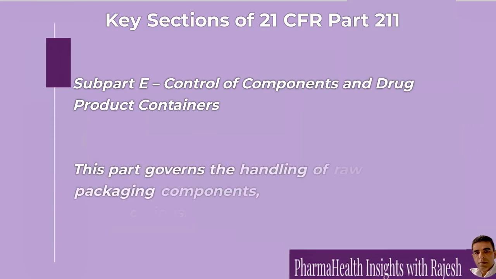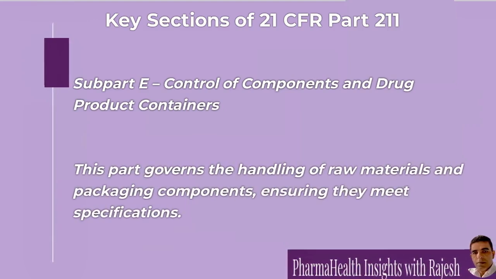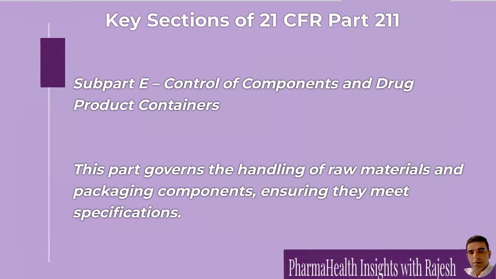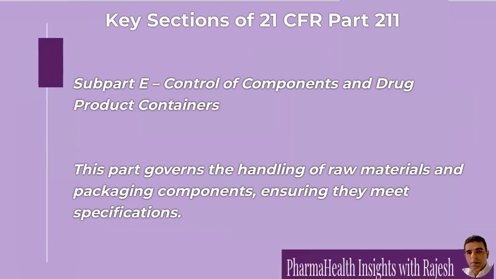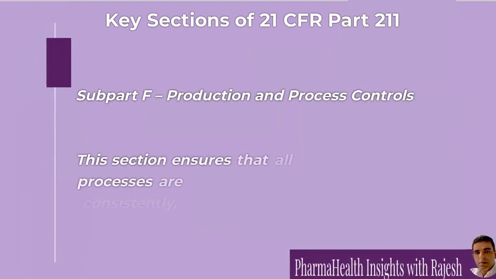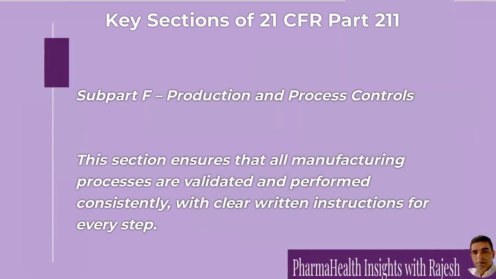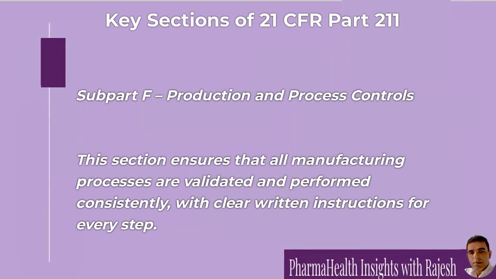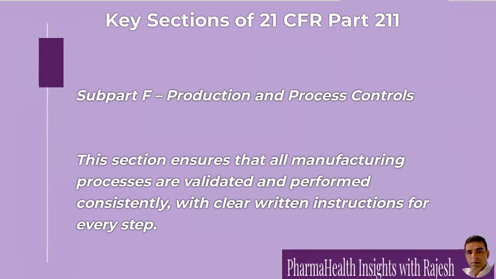Subpart A, Control of components and drug product containers. This part governs the handling of raw materials and packaging components, ensuring they meet specifications. Subpart F, Production and Process Controls. This section ensures that all manufacturing processes are validated and performed consistently, with clear written instructions for every step.